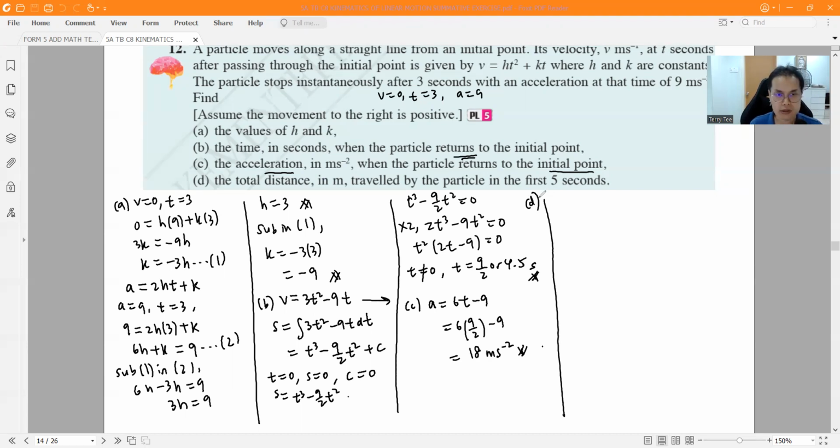Lastly, the total distance traveled in the first 5 seconds. Do we know the time when the particle changes direction? Yes, we do: v equals 0 when t equals 3. You can see from here as well that there's no other time when the particle changes direction. It only changes direction once, when t is 3. So I don't think we need to solve for v equals 0, because we already know v is 0 when t is 3. Since I know my displacement function, we can just find the difference. Okay, picture this.